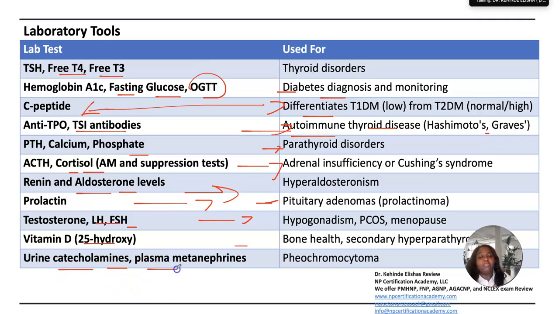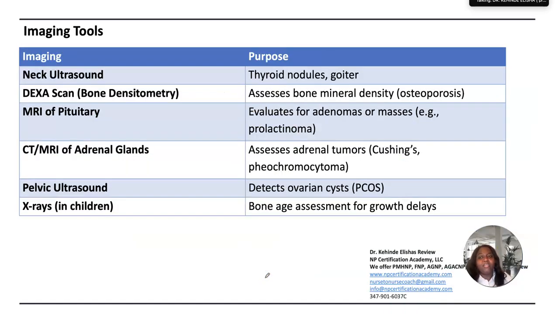Urine catecholamines, plasma metanephrines, we use for pheochromocytoma. What about imaging? Neck ultrasound, we may be trying to look for thyroid nodules or goiter. DEXA scan assesses bone mineral density. MRI of the pituitary will evaluate adenomas or masses like prolactinoma. CT or MRI of the adrenal glands assess adrenal tumors, Cushing's, or pheochromocytoma.